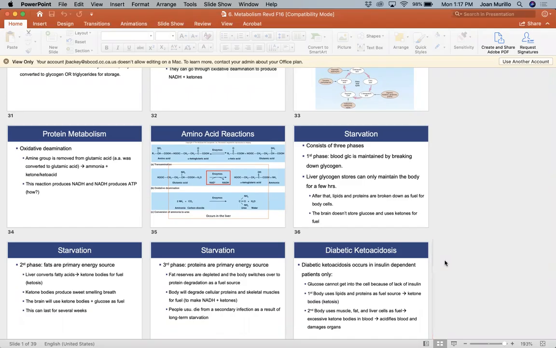And then go over fat metabolism and protein metabolism. And make sure that you have a quick condensed version so that when you get an exam, you can take a scratch piece of paper and draw it out really quickly so you can answer your exam questions.